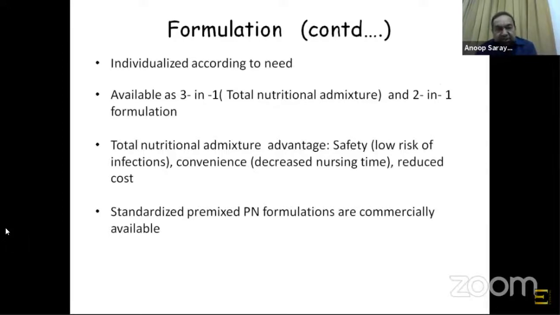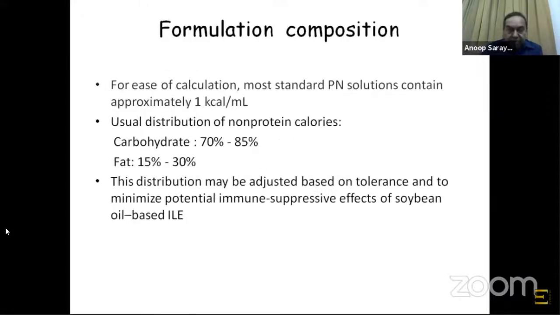It should be individualized. And the parenteral nutrition which is available in the market is 3-in-1 or total nutritional admixture, or a 2-in-1 formulation. Total nutritional admixture has the advantages of safety, low risk of infection, and convenience also. Standardized premix formulations are commercially available. For ease of calculation, most standard parenteral nutrition solutions contain approximately 1 calorie per ml, and the usual contribution of the non-protein calories is carbohydrate 70% to 85%, fat 15 to 30%. The distribution may be adjusted based on tolerance and to minimize the potential immune suppressive effect of soya oil.